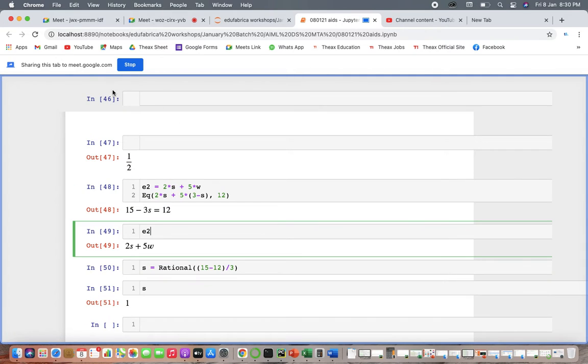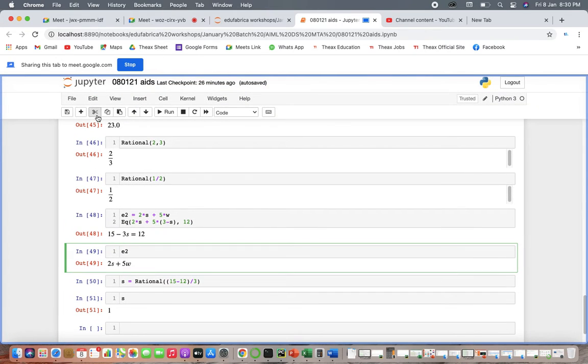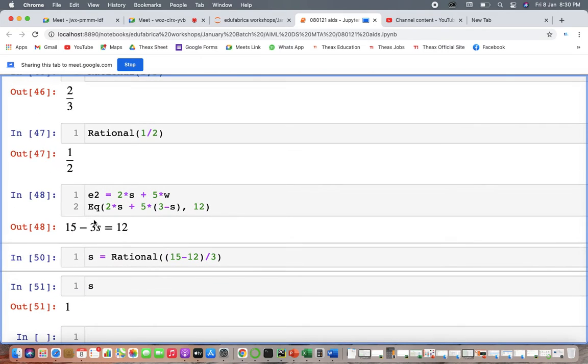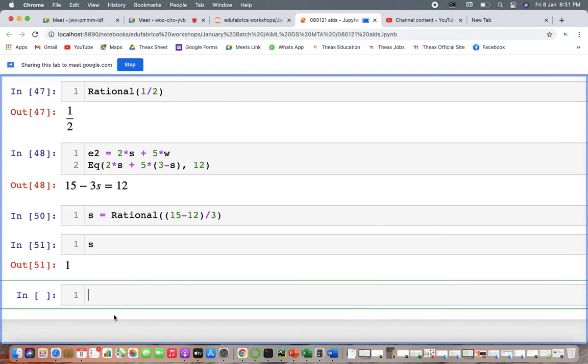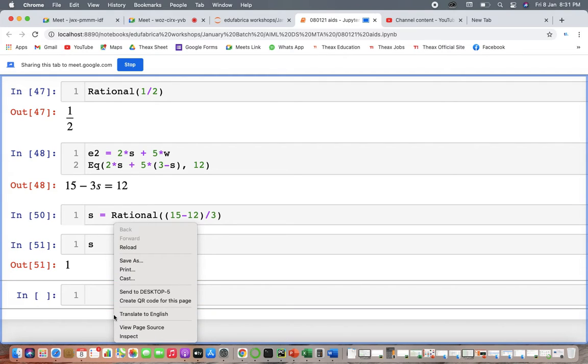E2 I'm just removing now, or else you'd be confused. So the equation says 15 minus 3s is equal to 12, where s would be equal to 15 minus 12 divided by 3, because this goes to the right hand side, and 3s would be there. Or else, to solve all these, I have a different function that I'll discuss later.